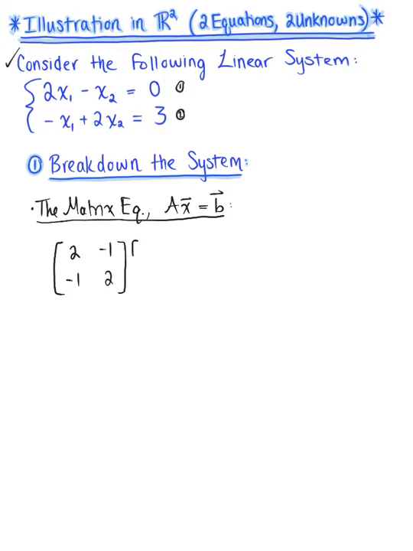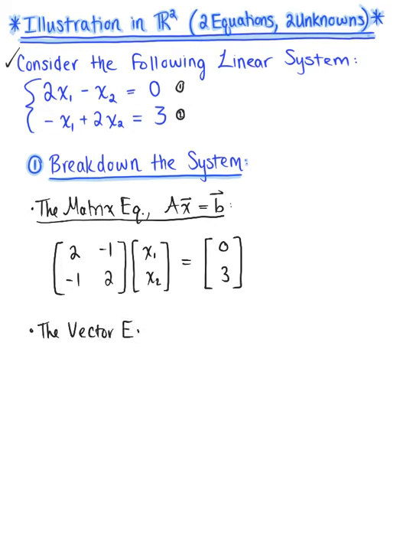And now this is multiplied by that vector x in R2, so we have 2 entries, x sub 1, x sub 2. And this is equal to the constant vector, that vector b, which is defined as 0, 3. Beautiful. Now let's take this and break it down to the equivalent vector equation.